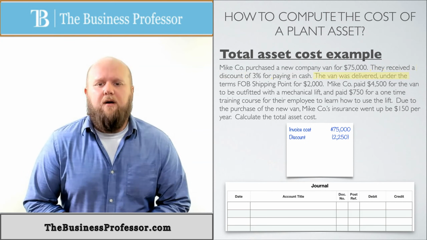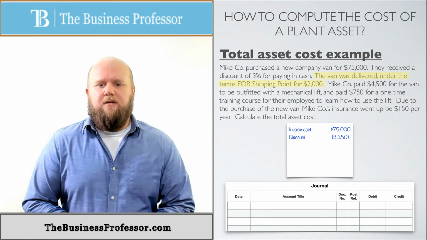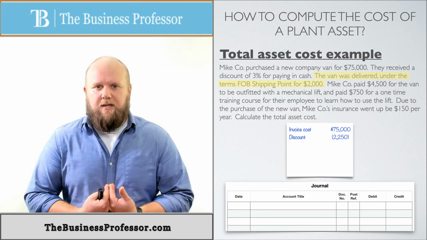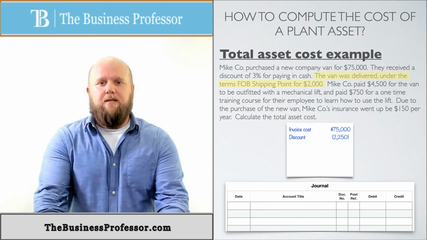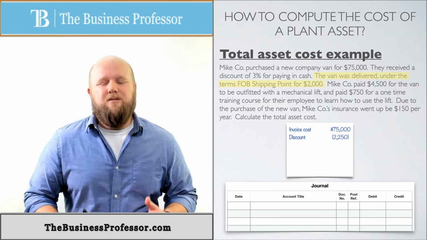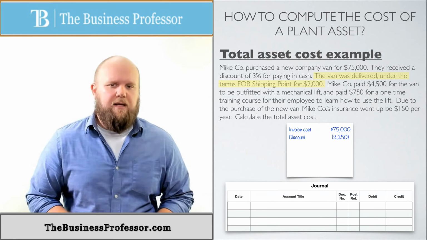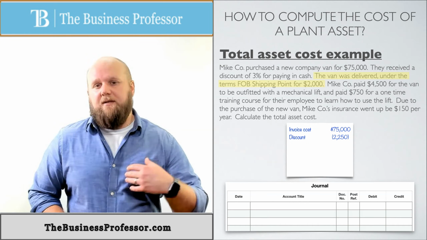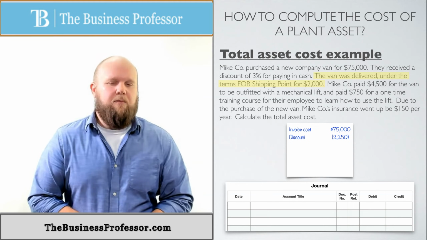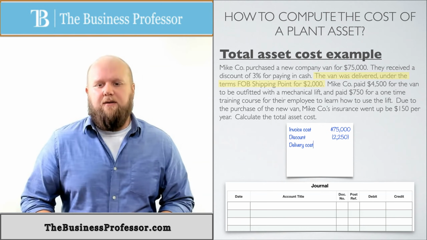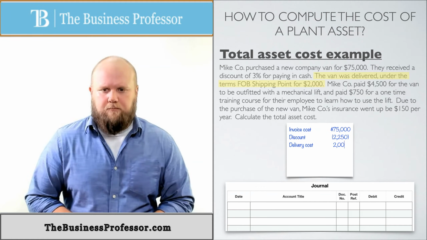The van was delivered FOB shipping point for $2,000. Is shipping point my responsibility? Well, FOB shipping point is the buyer's responsibility. So yes, it is my responsibility. So I did pay that $2,000, and that's what's necessary to get it to my facility. So yes, I'm going to include that $2,000. So I'll say delivery cost $2,000.